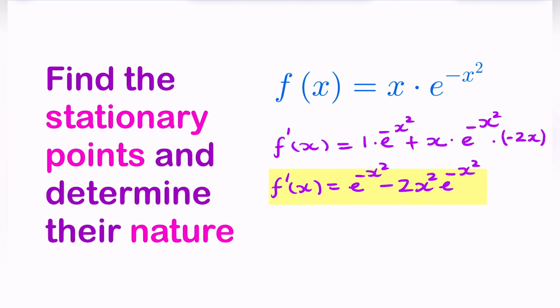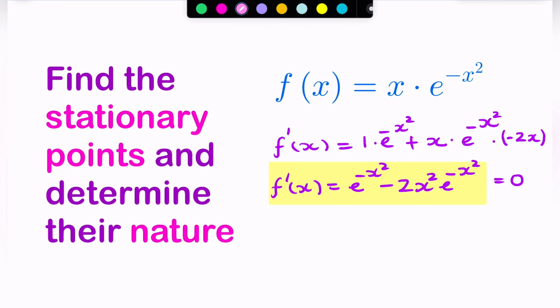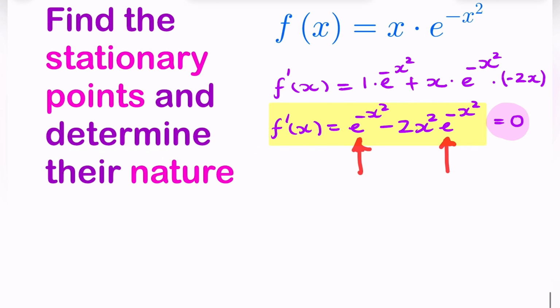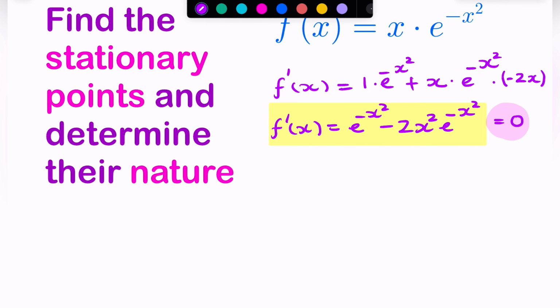They're asking for the stationary points. That means the values of x that make that derivative equal to 0. So we're going to be solving f dash equals 0. Now, how do you do that? This is such a strange expression. So, looking carefully, it looks like this exponential appears twice. So it looks like it's a common factor that I can factor out.